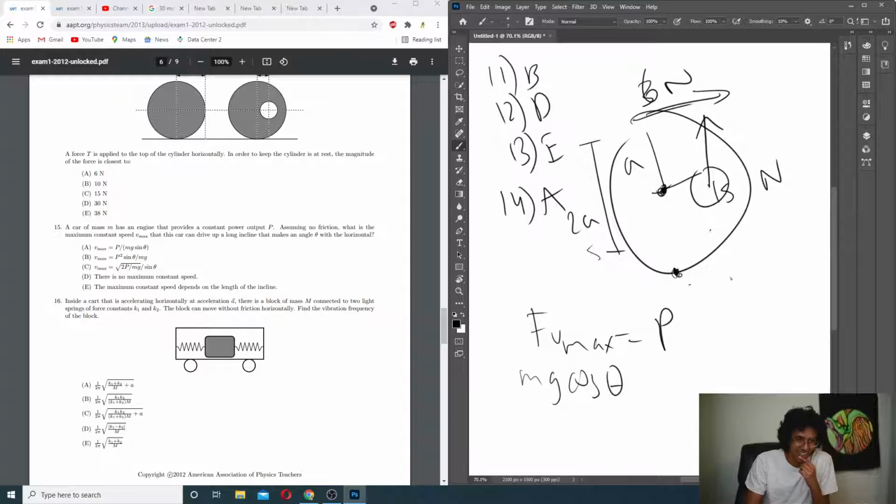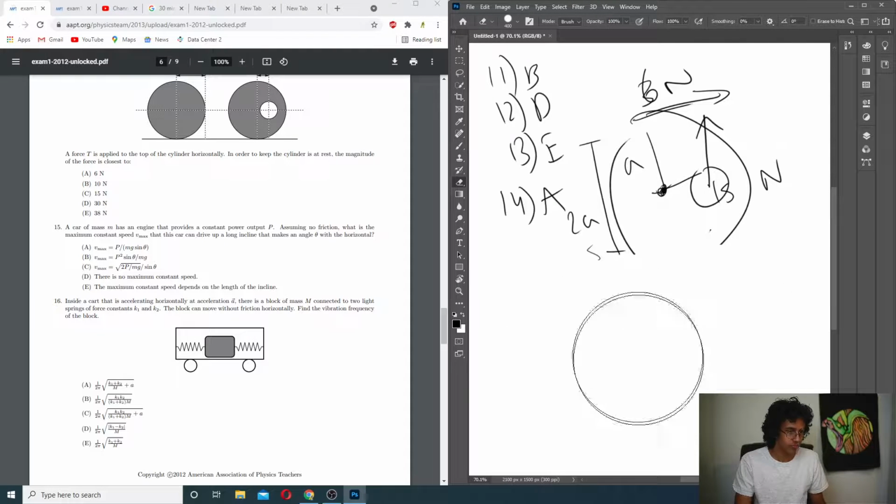Is it? Okay, so you got this theta. No, sine theta, I'm trolling. Mg sine theta times Vmax is equal to power, and you want to find the maximum constant speed. So it shouldn't just be A, unless I'm trolling. Pretty sure it should just be A. So our answer is A.